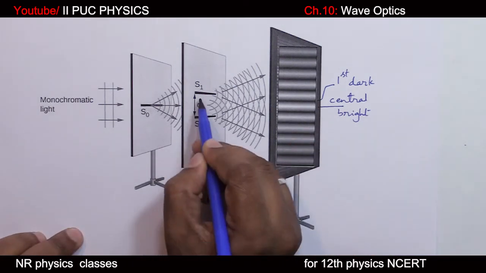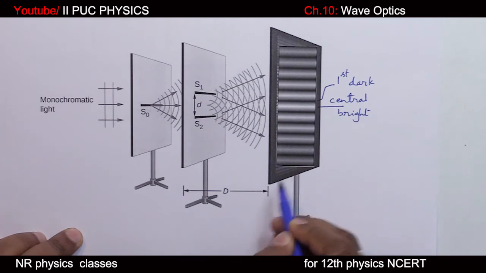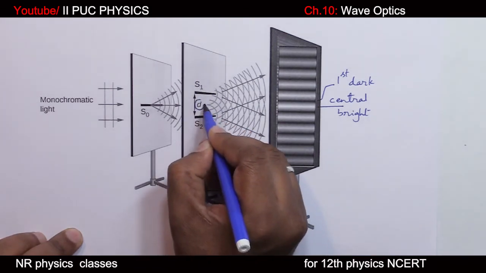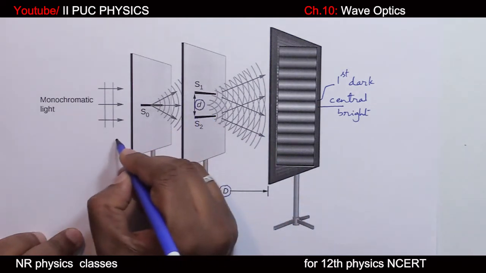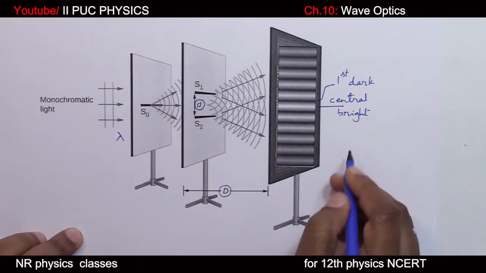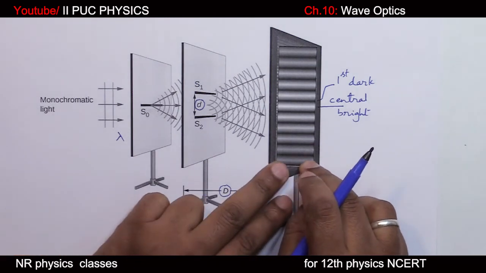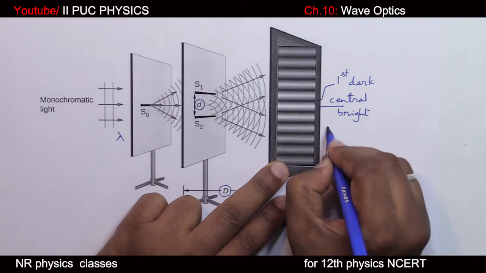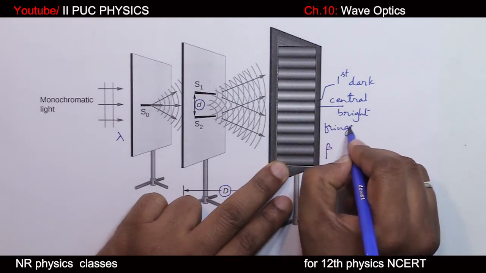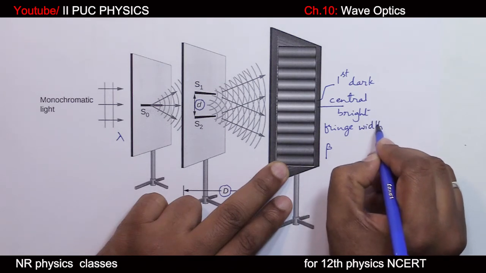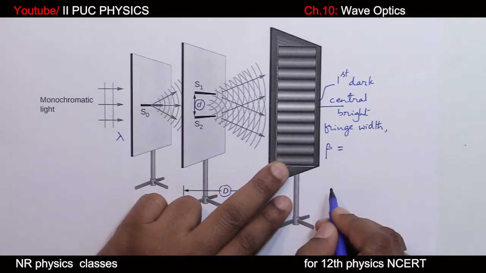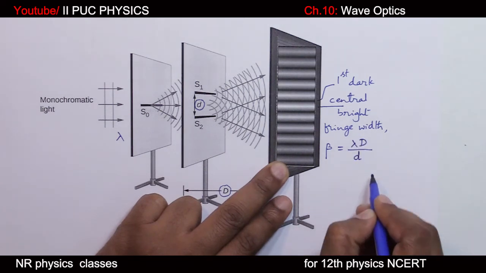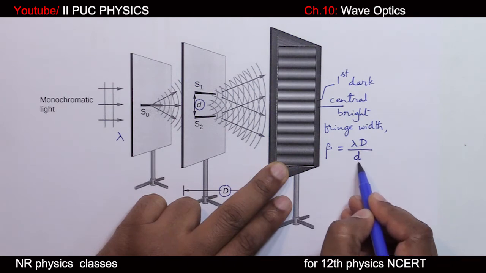Distance between two slits and the screen is capital D. Distance between the slits is small d. Wavelength of light is lambda. So we have to derive an expression for fringe width denoted by beta. Fringe width, denoted by beta, equals lambda capital D by small d. Students, every time please say capital D by small d.